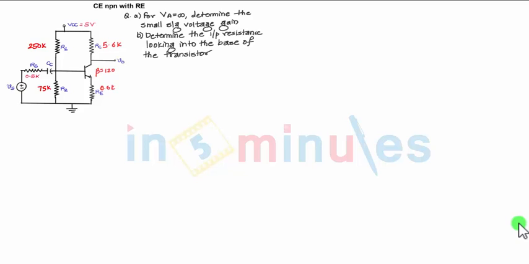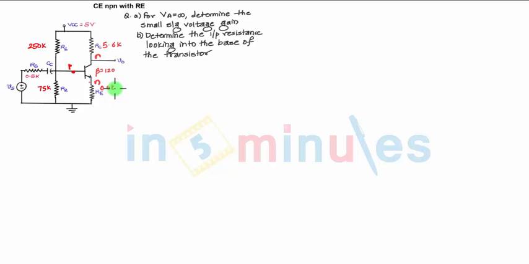Next is a common emitter NPN transistor with RE. Which type of transistor? NPN. How to identify? The arrow is always from P to N. So NPN is the transistor. Now we don't have any capacitor connected in parallel with RE, so we can call it unbypassed RE.